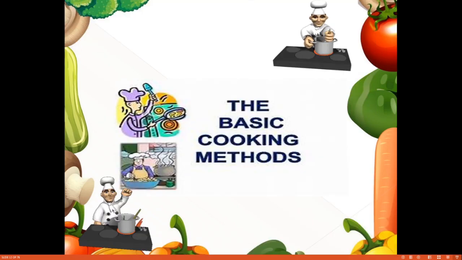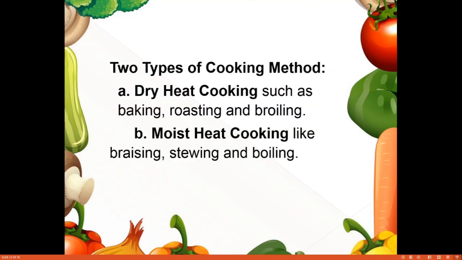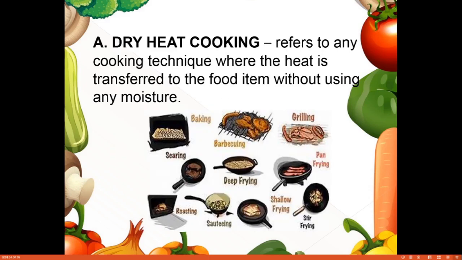The basic cooking method. Cooking methods can be divided into two subcategories. We have the dry and moist heat methods. So examples of dry are baking, roasting, and broiling, while moist heat cooking are braising, stewing, and boiling. Dry heat cooking refers to any cooking technique where the heat is transferred to the food item without using any moisture. These are the examples of dry heat cooking methods.